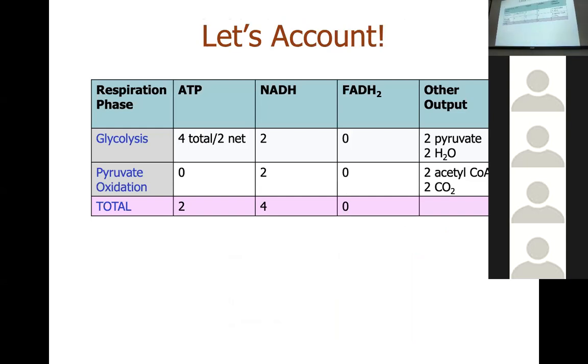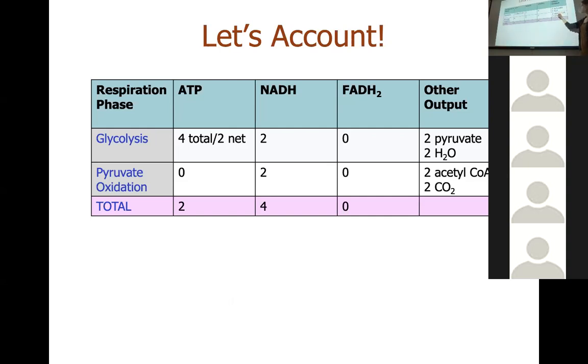So here's our accounting table. We know what we made in glycolysis: 2 total ATP, 2 NADH, and then pyruvate and water. In pyruvate oxidation, we don't make any energy, no ATP, but we do make 2 NADHs, which are important. Again, further down the road, we'll need them. So here are our totals. We've got 2 ATP so far, 4 NADHs, none of the other electron shuttle, that FADH2 that I haven't talked much about.